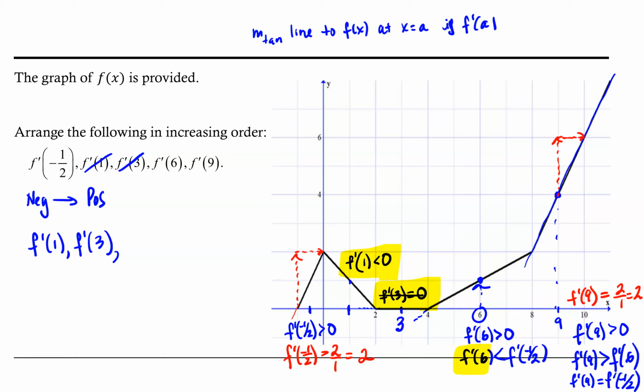So let's see, f prime at 1, f prime at 3, f prime at 6, and f prime at -1/2 and f prime at 9. Now technically f prime at -1/2 and f prime of 9 are equal, so they could be listed in any order. But here we have the derivative of the function at these specified values in increasing order. I hope this helps.